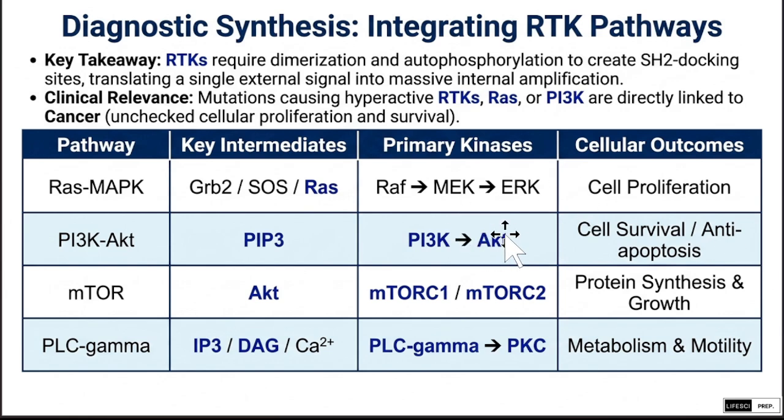Here is the summary of the RTK pathway and the different pathways, that is RAS-MAP, PI3K AKT, mTOR, PLC gamma. In a single page, I have given the summary, so you should read and summarize all the things for the CSIR exam or ICMR, GATE, etc.